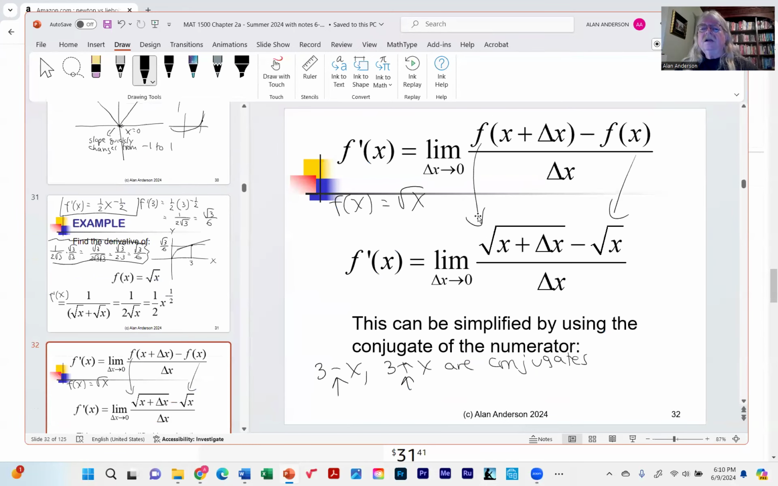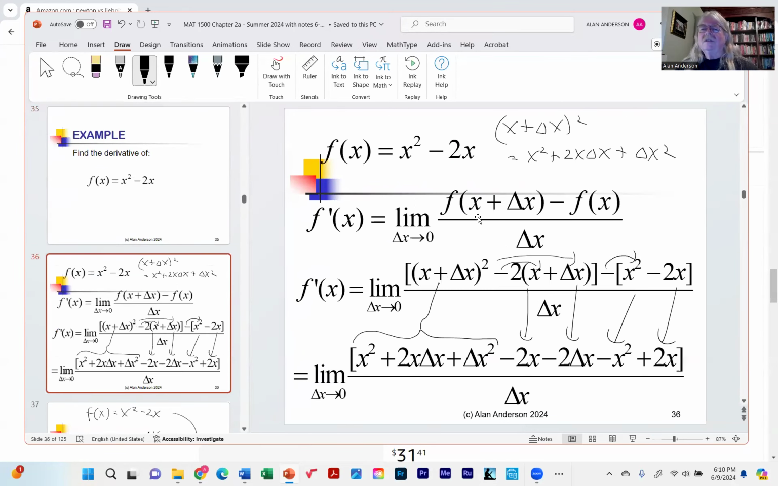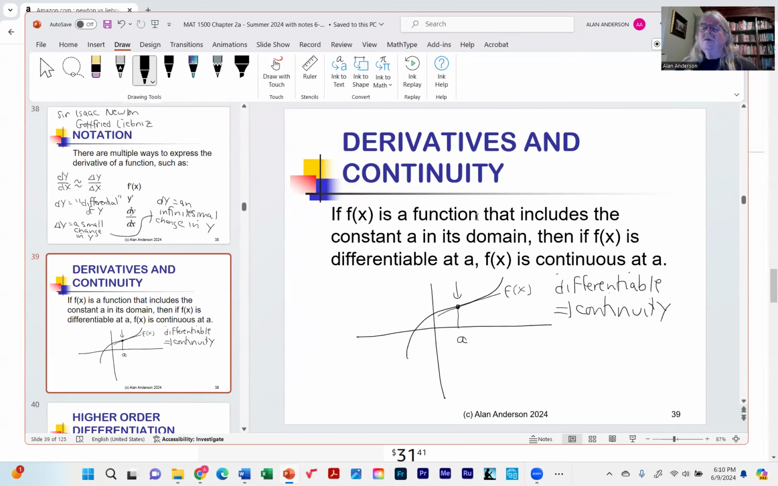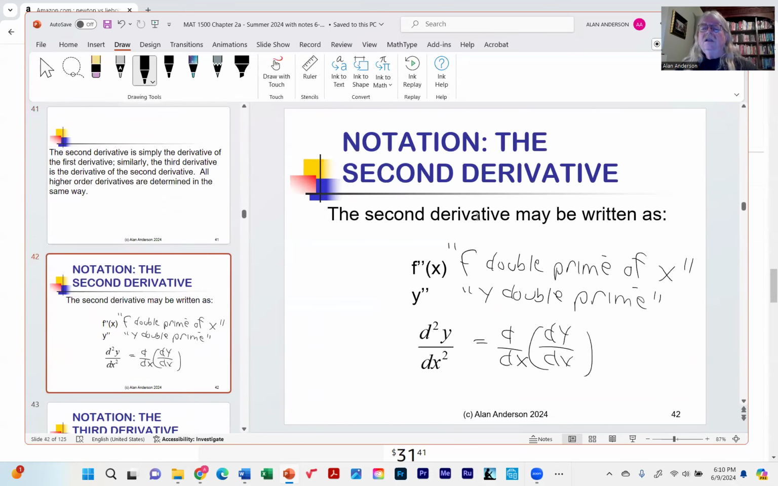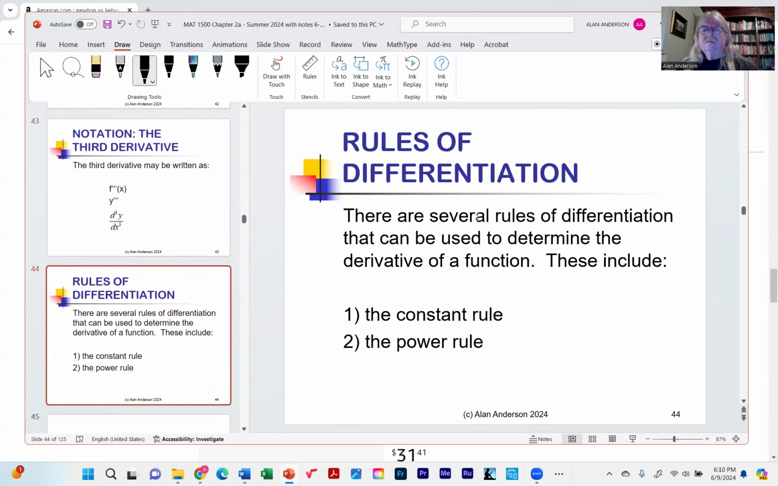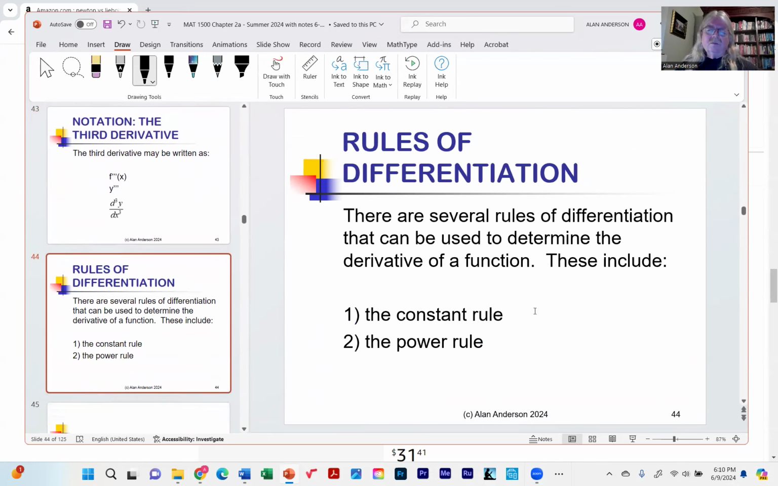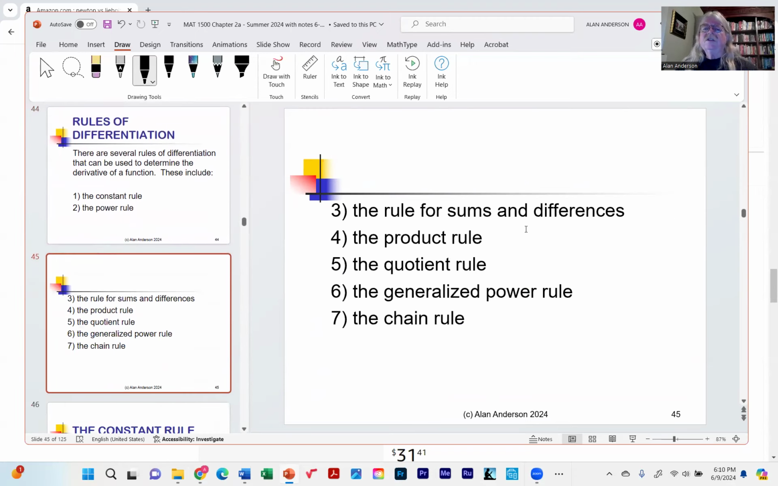All right. So why don't we dive into some of these rules? You'll be happy to see most of them are quite straightforward. There's a few that are a little tricky. So we have the constant rule, we have a power rule, we have rules for sums and differences, product rule, quotient rule, the so-called generalized power rule. The really tricky one, in my opinion, is the chain rule. That one takes a little getting used to because it involves composite functions. Okay, but we'll get to that in a bit. The others, pretty down to earth.